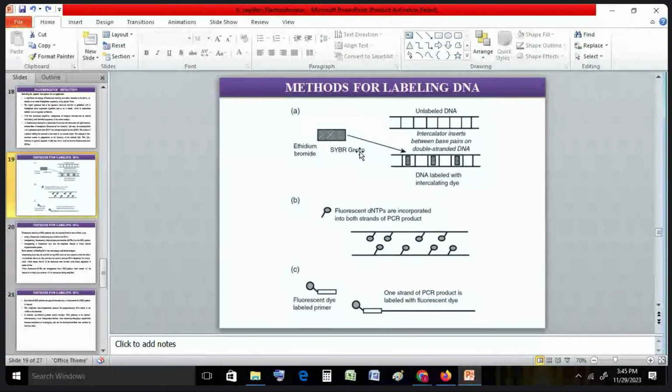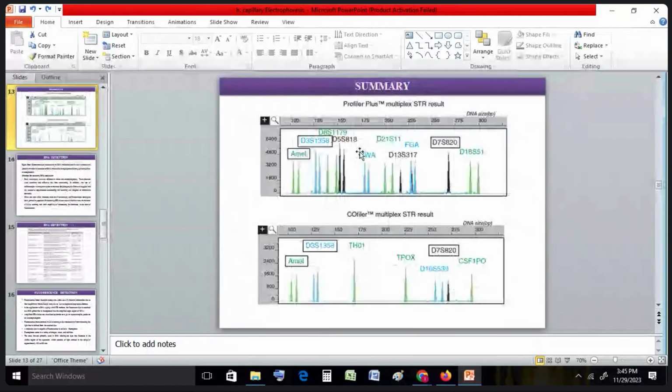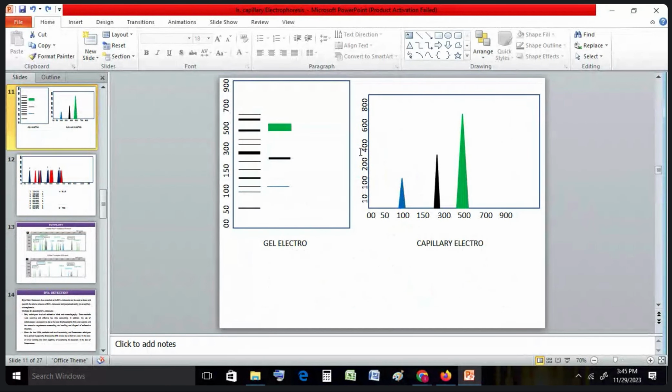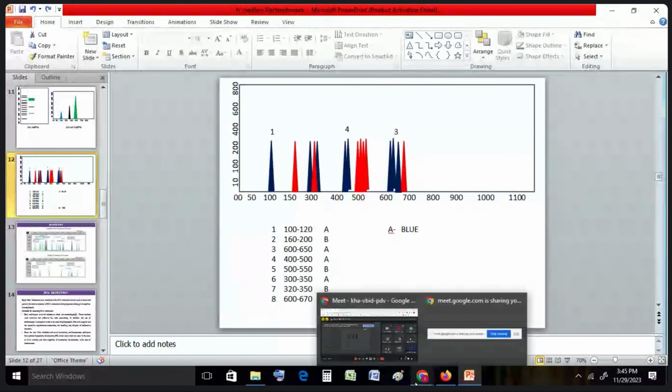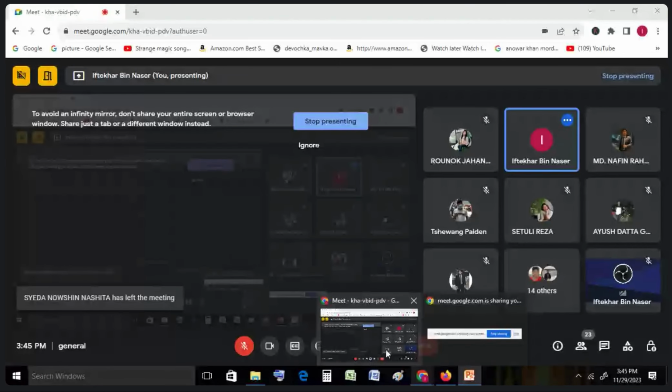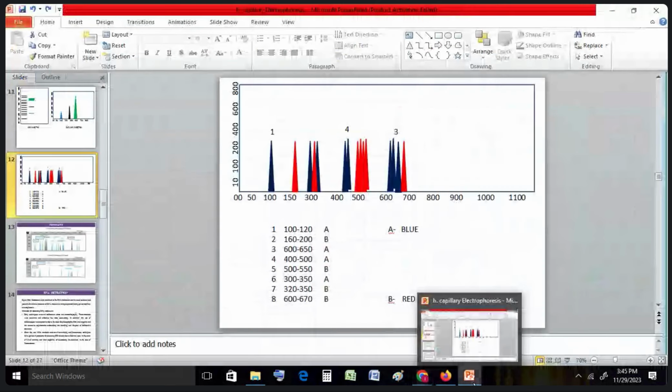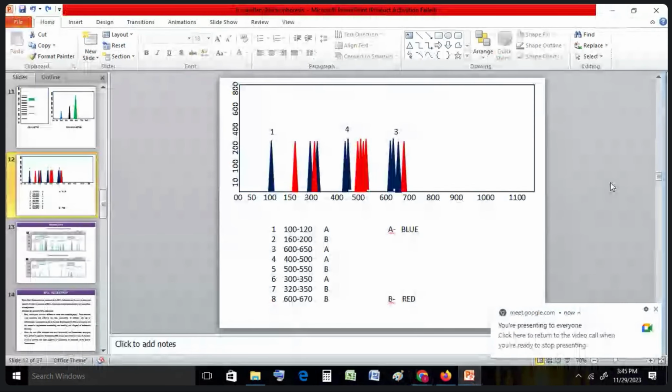Before going to the methods, if you have any question about this type of gel separation in capillary electrophoresis, you can ask. Okay, if there is no question, we can move to the labeling of DNA.